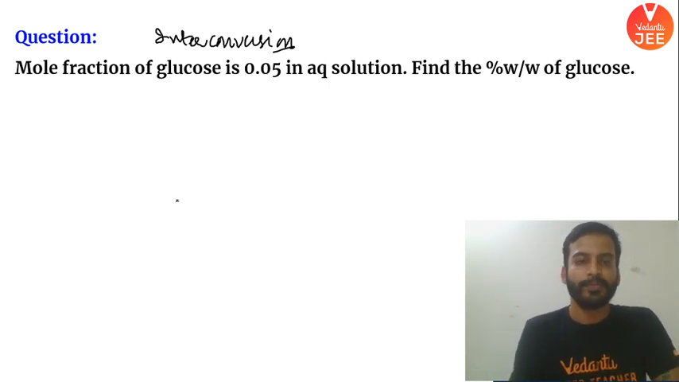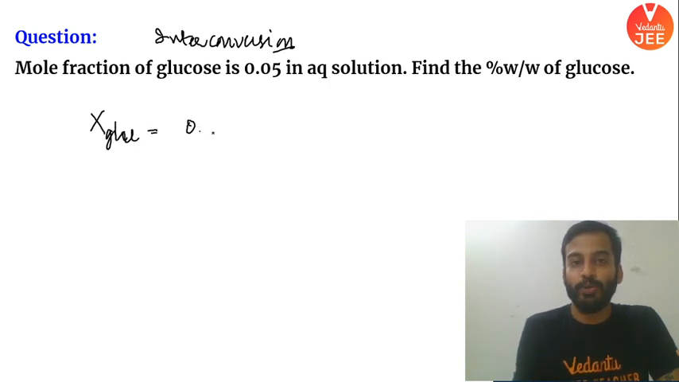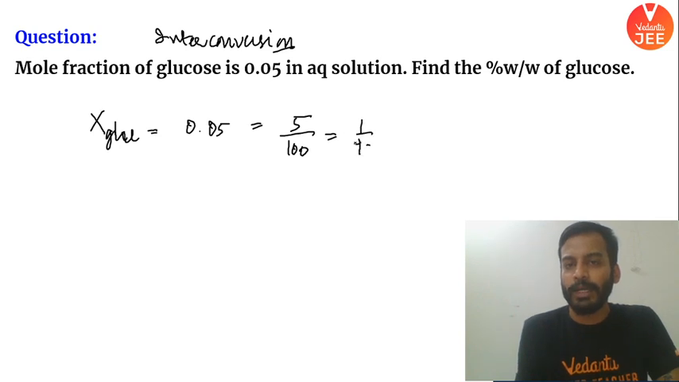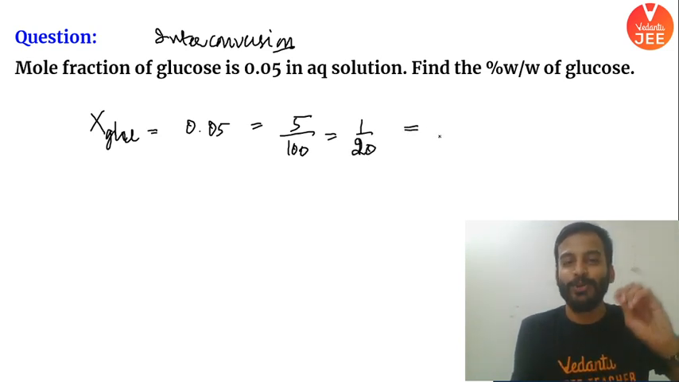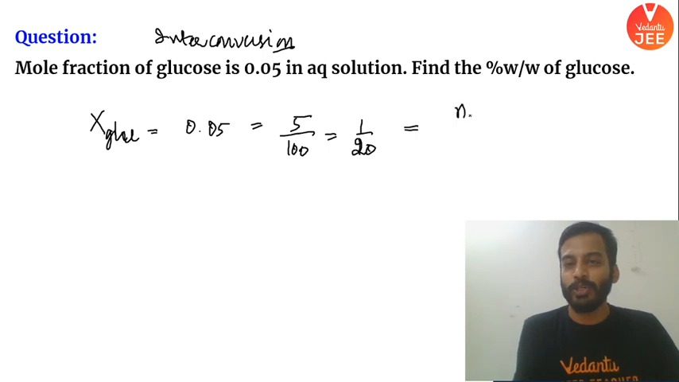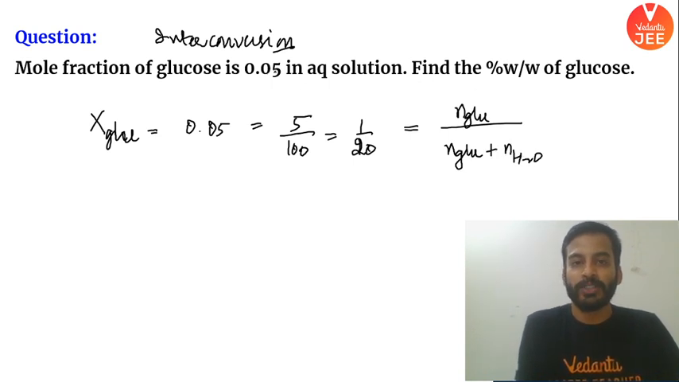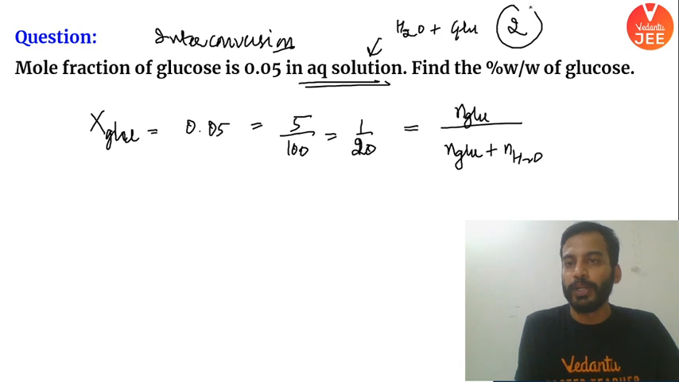Look, mole fraction of glucose is mentioned to you. Very interesting, pay attention. It's given as 0.05. Can I write it as 5/100, which can be written as 1/20? Mole fraction is equal to number of moles of glucose divided by number of moles of glucose plus number of moles of water, because it has been given the solution is aqueous. So water is there and glucose is there, which means there are two components, right?